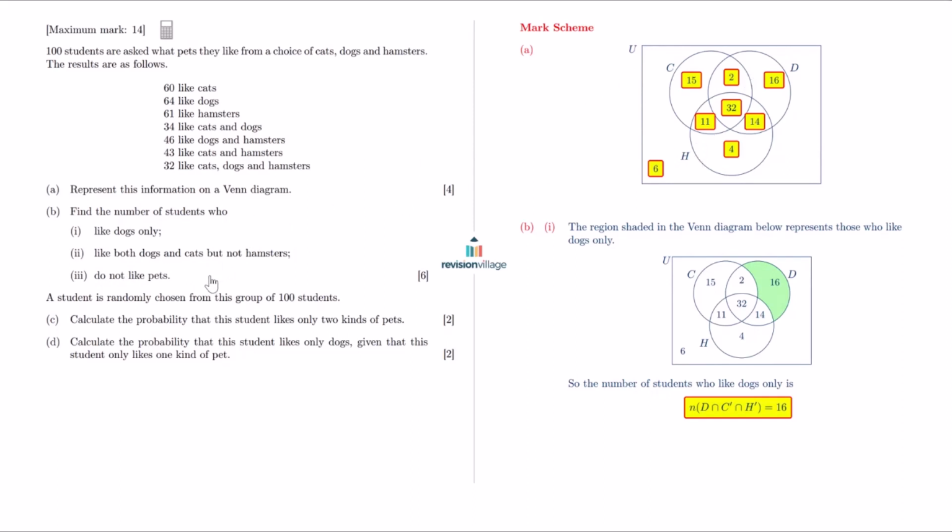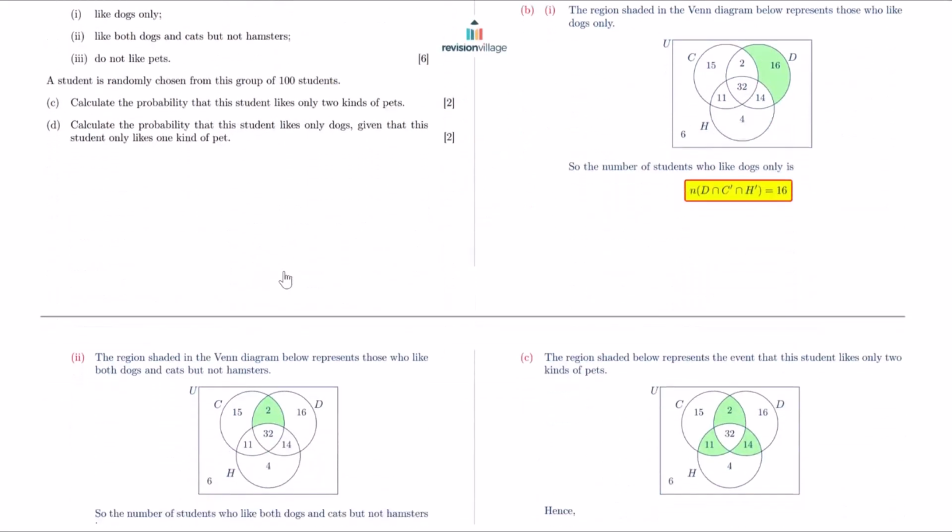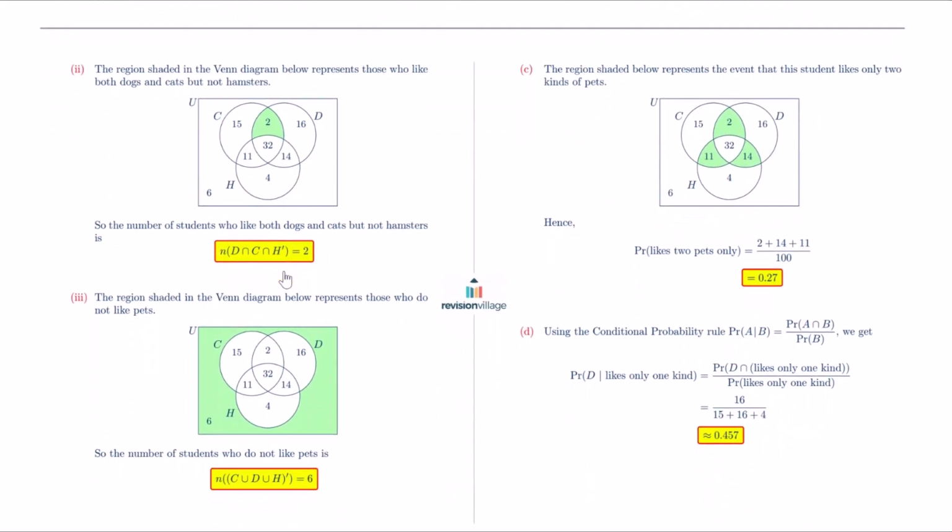So therefore, the answer to the third part will be these 6 that sit outside of the cats, dogs, and hamsters sets. Let's have a look at the answer here. The region shaded, the light green, represents those who don't like any of the pets. That is 6, and that is the answer to the third part of B.